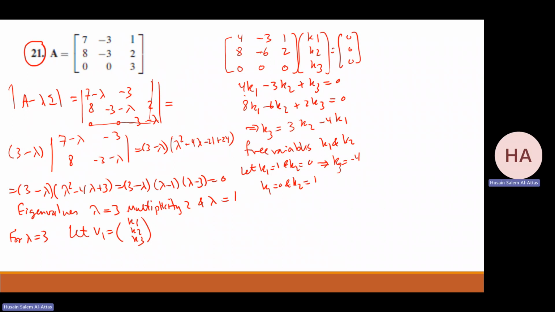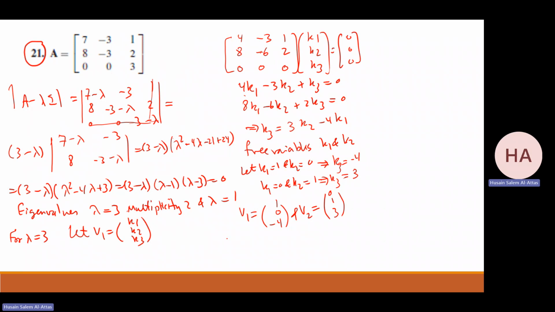Okay. K1 equals 0, K2 equals 1. I have K3 equals what? K2 equals 1, I have 3. I have V1 will be (1, 0, -4), and V2 will be what? (0, 1, 3). You can do it in other ways.